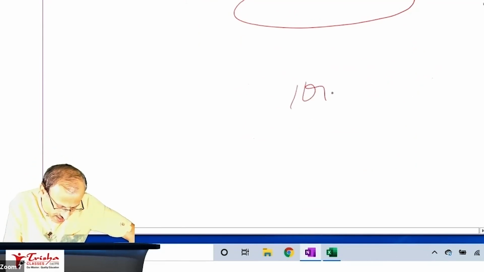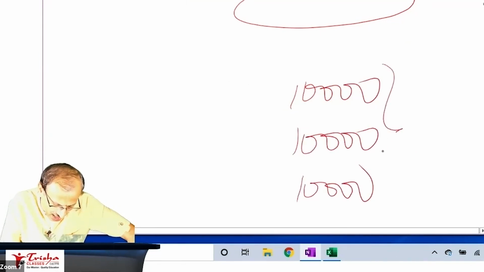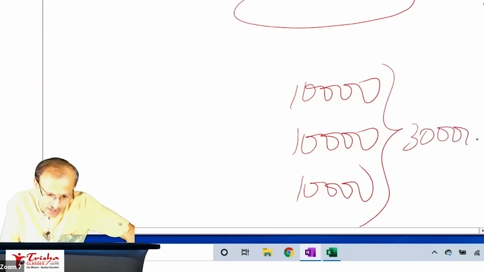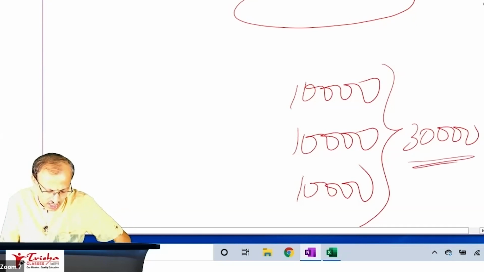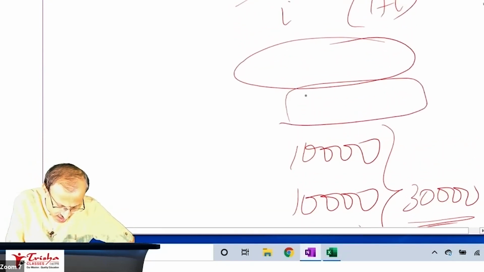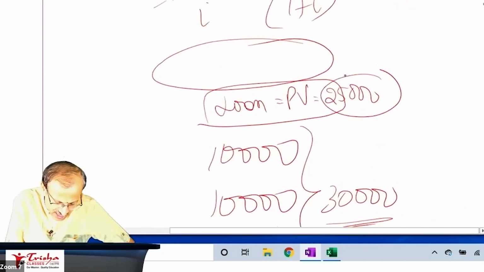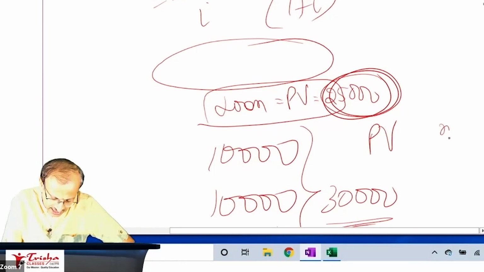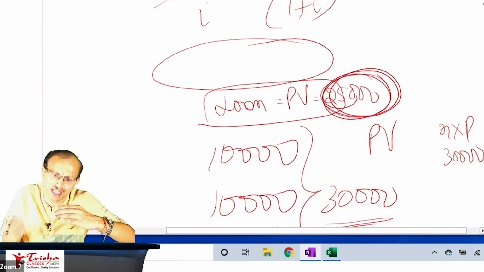See, I repeat, 10,000, 10,000, 10,000. You repay all together 30,000. This includes interest. You have taken from me a loan, present value, how much? 25,000. Tell me, this present value is n into p, 30,000. Is that 25, the money today, more than 30 or less than 30?